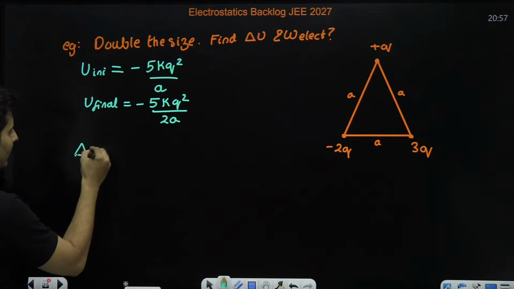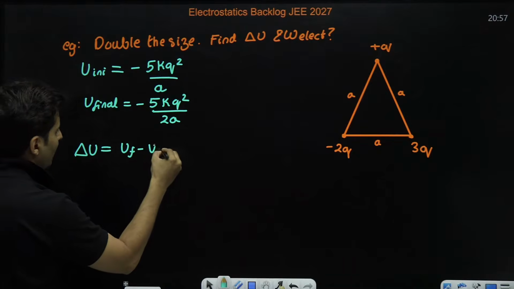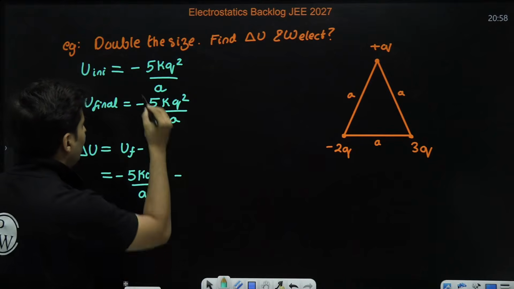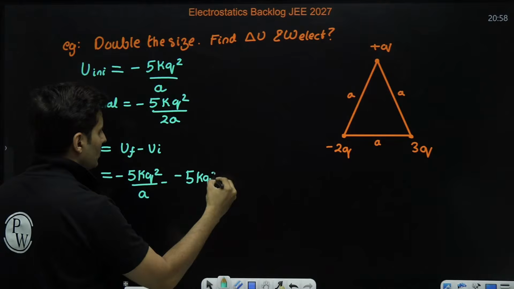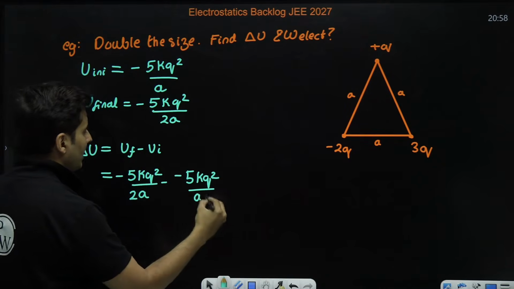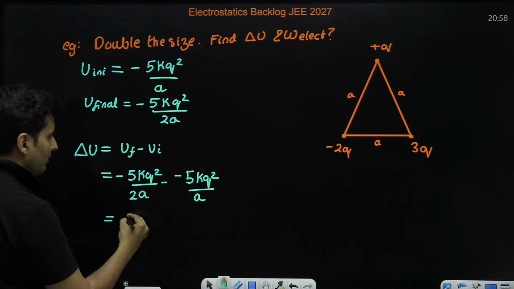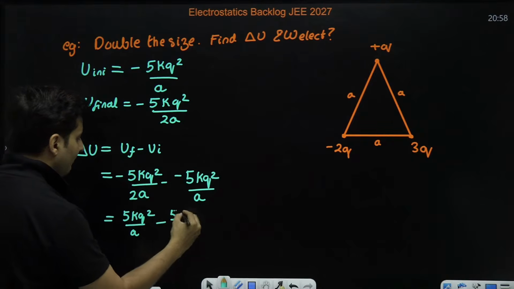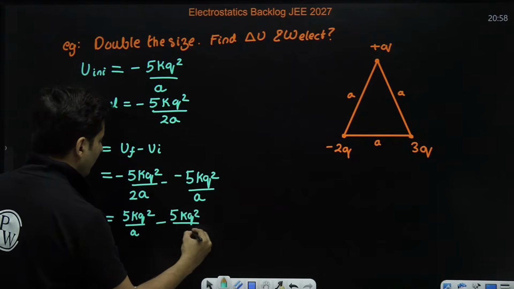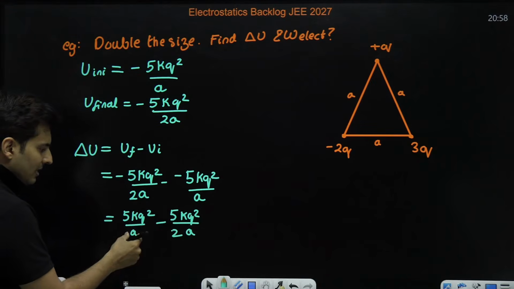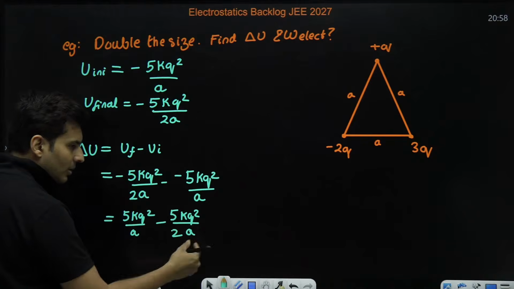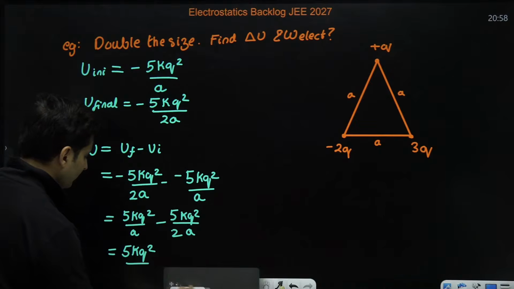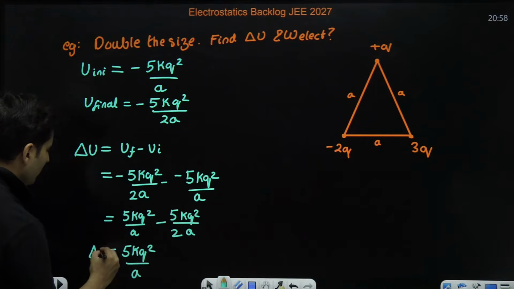So now, if you calculate delta U, which is final minus initial, final is minus 5kq square by 2A, minus minus 5kq square by A. As you can see, minus minus will become plus. So it will become 5kq square divided by A minus 5kq square divided by A, and this 2 over here. Now if this is x, this is x by 2. X minus x by 2 is x by 2. So this will become 5kq square divided by 2A. That is your delta U.